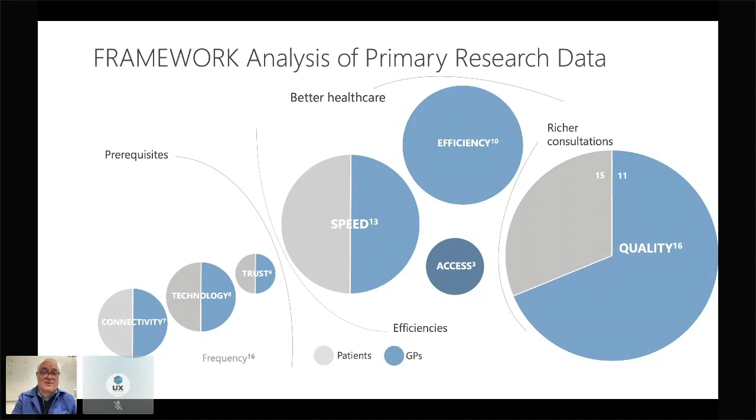Do you have the right technology to use it? Do you trust the technology? Whereas on the right hand side, you've got this more ambiguous kind of topic of quality, and that's really about the quality of the consultations. And this helped to map a roadmap and strategy for the service.